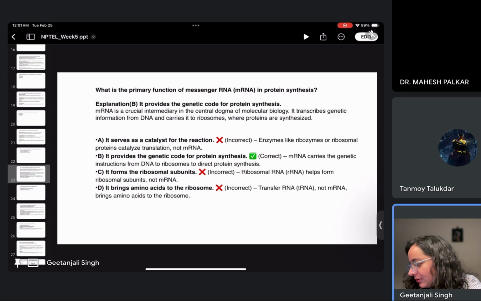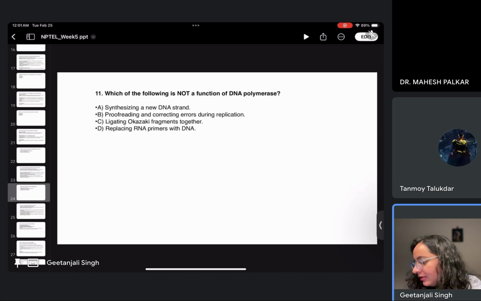So let's go to the next question. Which of the following is not a function of DNA polymerase? A. Synthesizing a new DNA strand. B. Proofreading and correcting errors during replication. C. Ligating Okazaki fragments together. And D. Replacing RNA primers with DNA. Not a function of DNA polymerase.